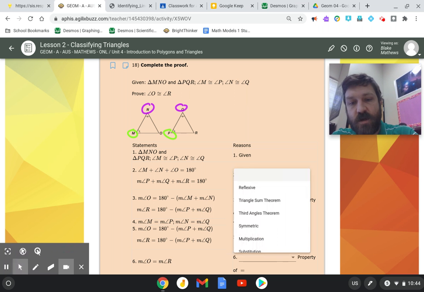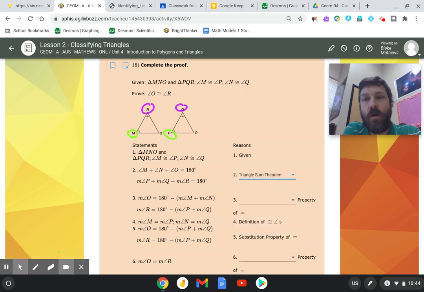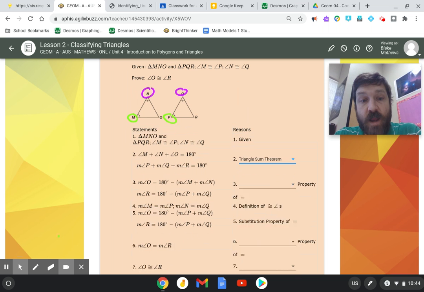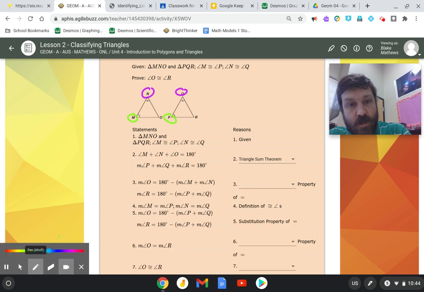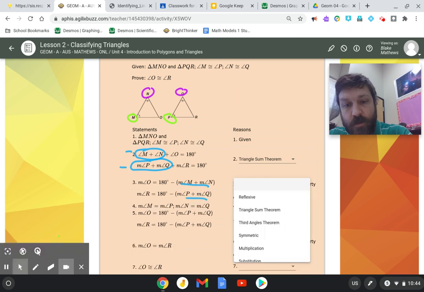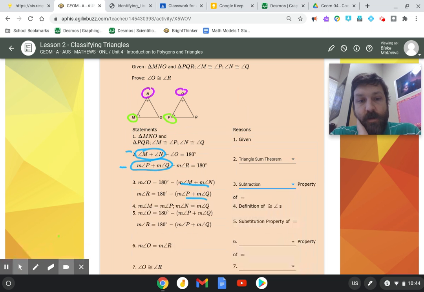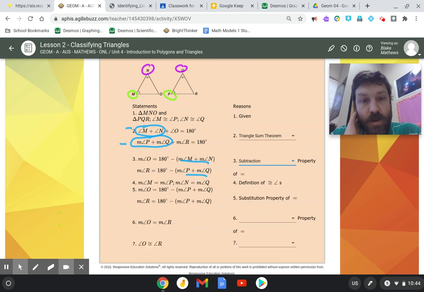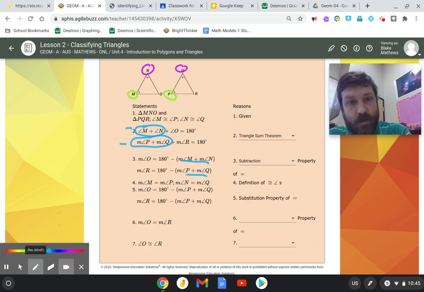Well, that is just the triangle sum theorem, because we know all triangles' angles add up to 180. Then they do subtraction on both sides, and they subtract two of the angles. So they're subtracting M and N, and they're subtracting P and Q, and that gives us what we see here. So that's the subtraction property of equality. Then they do some congruence with M and P and N and Q, since those were told to be congruent up in line 1.